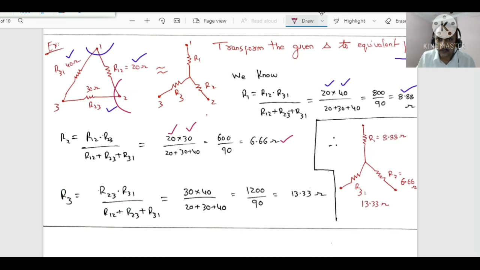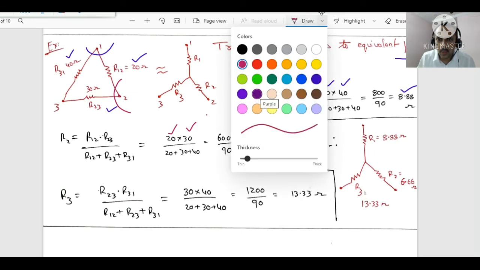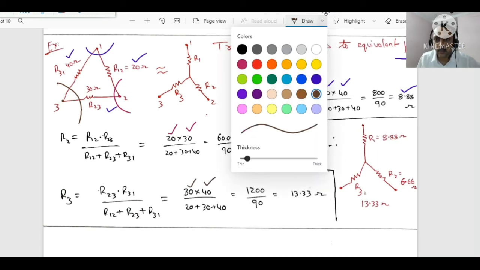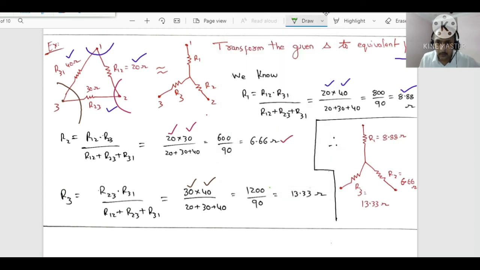Now I want R3. This R3 at this point, what will be the equivalent star? That is the product of which two resistors are connected? 30 into 40 whole divided by all those things, whole divided by 20 plus 30 plus 40. So it is 1200 divided by 90, 13.33.